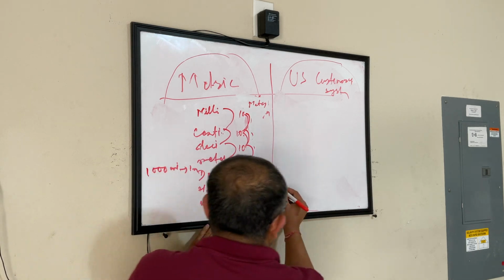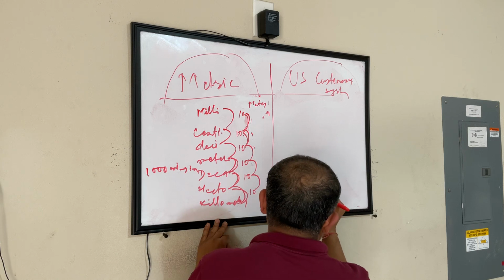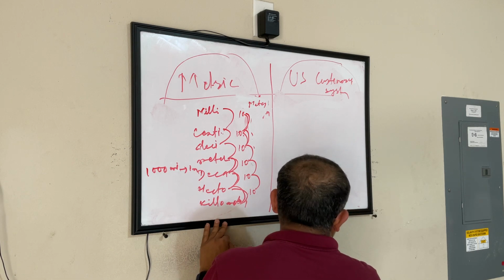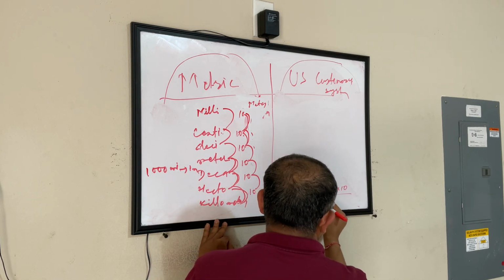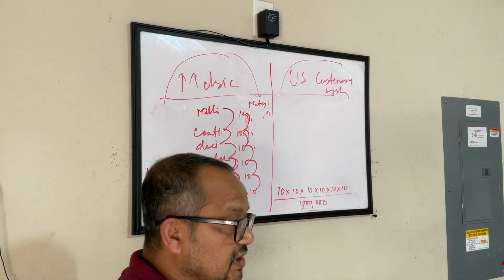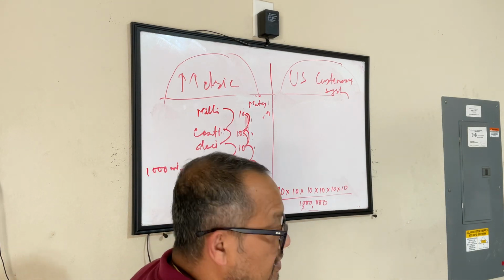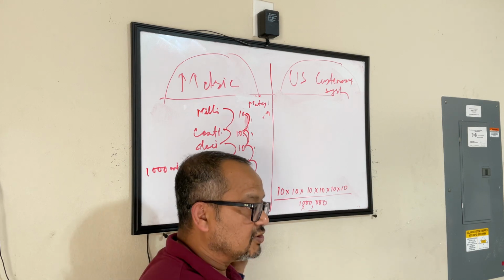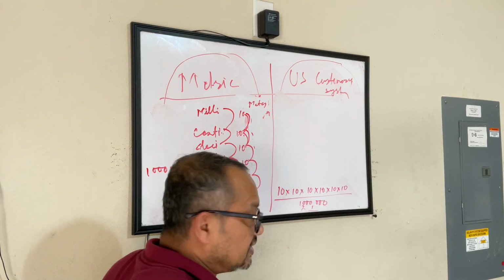6 halves. So 10 times, 6 times, meaning 10 into 10 into 10 into 10, 6 times. This becomes 1 million. 1 million millimeter gives you 1 kilometer. 1 million milligram gives you 1 kilogram. 1 million milliliter gives you 1 kiloliter. And this conversion, you don't have to memorize it.